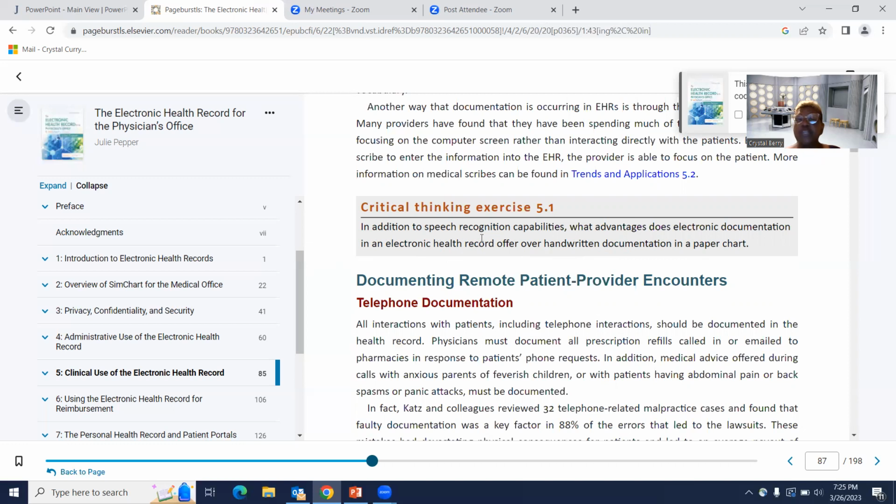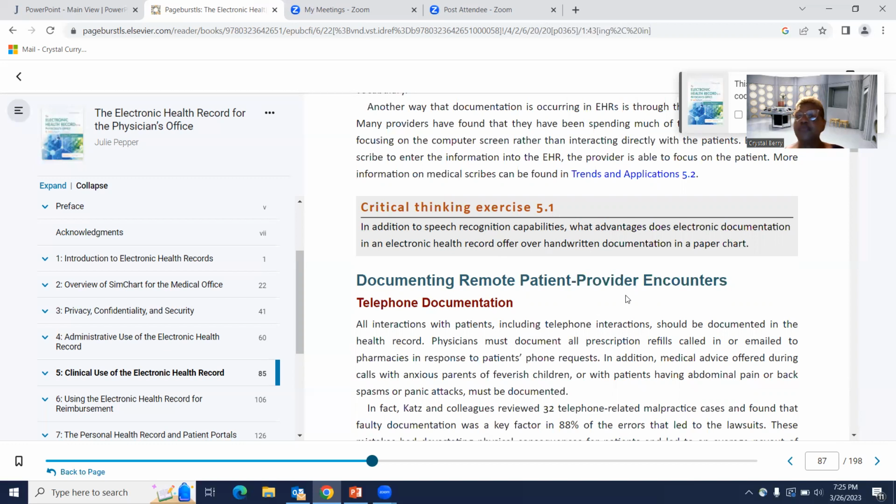In addition to speech recognition capabilities, what advantages does electronic documentation in an electronic health record offer over handwritten documentation in a paper chart? If you are looking at this video for your 5-minute video, answer this question for an additional 50 points. This will allow me to understand and look at those who are having complications and make sure that you all are reviewing your 5-minute video. Critical thinking exercise 5.1.